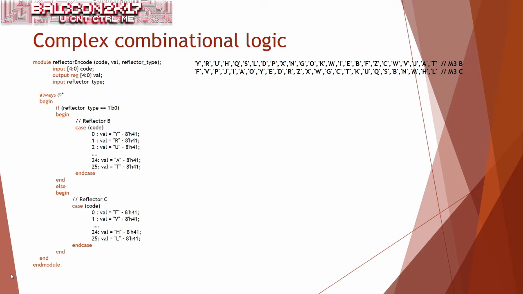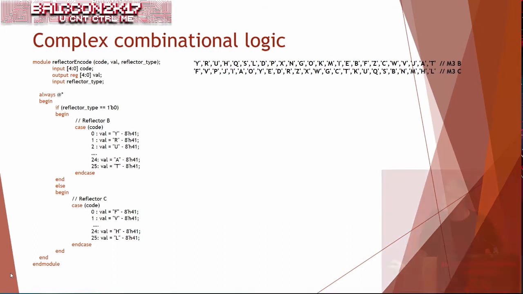Basically what we have is these B and C reflectors, so we can use any of those. In our configuration, we send reflector type as input. So basically, depending on that, we will use one of those outputs.